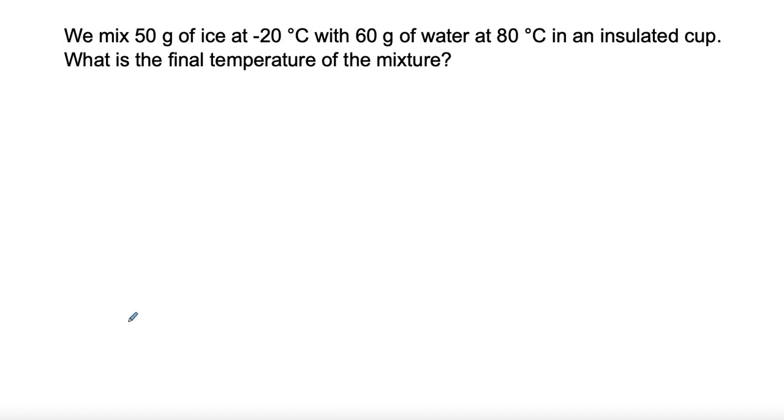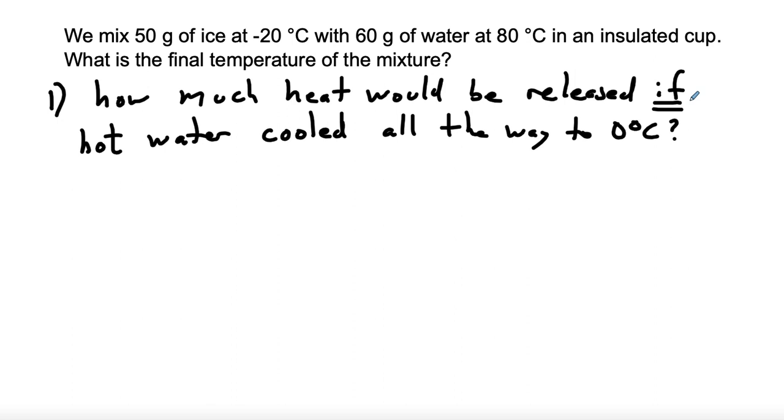So let's ask the questions, how much are each of the heats for the possible process that could happen? So for instance, we have to ask how much heat would be released if the hot water cooled all the way down to zero. We don't know yet that it will, but we want to figure out that number first. So how much heat would be released if the hot water cooled all the way down to 0 degrees C?